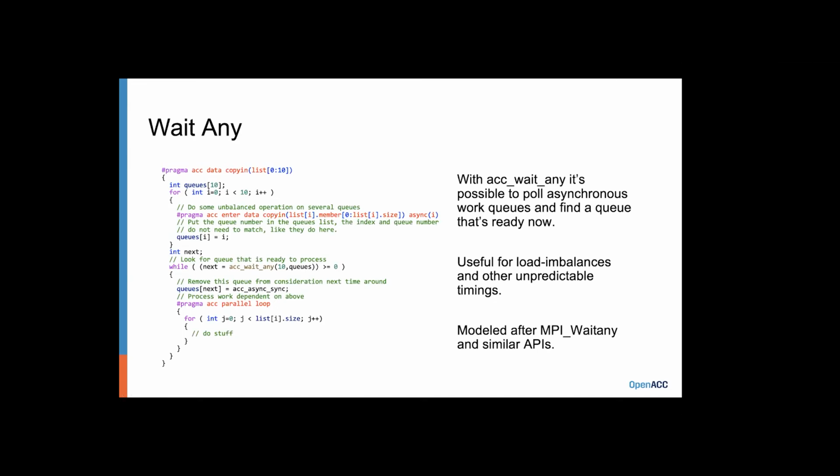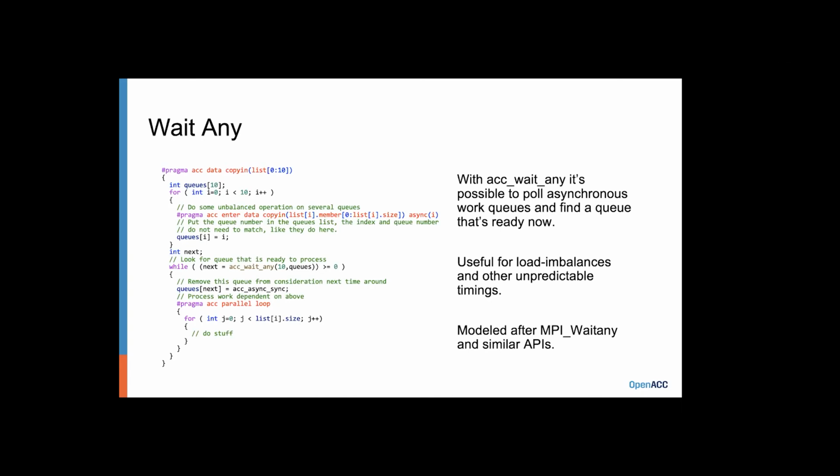Wait Any. This was a direct request from some of our users. Actually, it was some of our climate users in Europe, where they were issuing a lot of asynchronous queues, and due to the load balancing features of their application, you could not necessarily guarantee that because work went into the order of queue 0, 1, 2, 3, 4, it was going to complete in the same order.